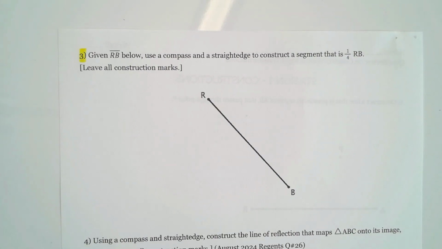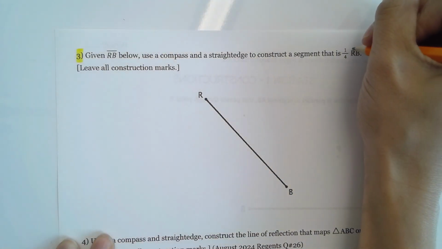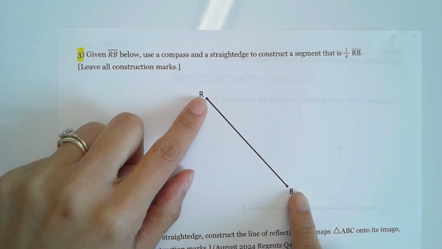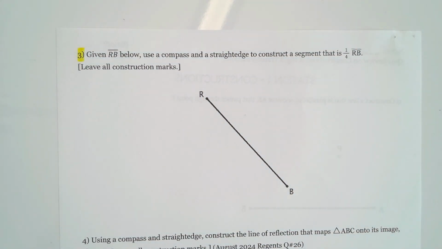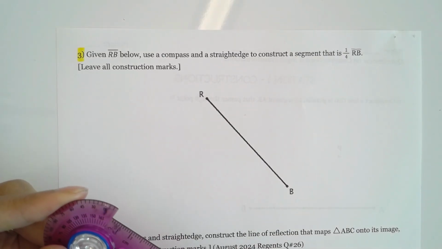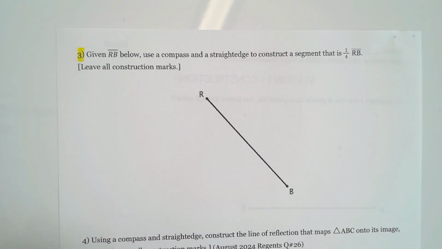Given line segment RB below, use a compass and a straight edge to construct a segment that is 1/4 line segment RB. So first of all, you're going to ask yourself, well, can we cut line segment RB in 2 equal halves? Yes, we can. And we can do that by constructing a perpendicular bisector. The bisector part of it will cut line segment RB in 2 equal halves.